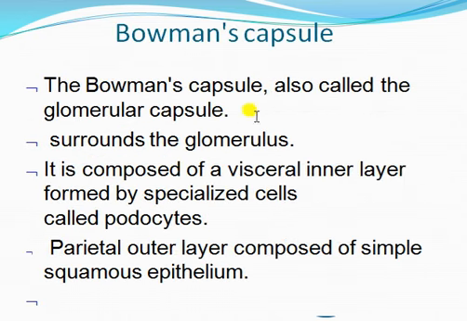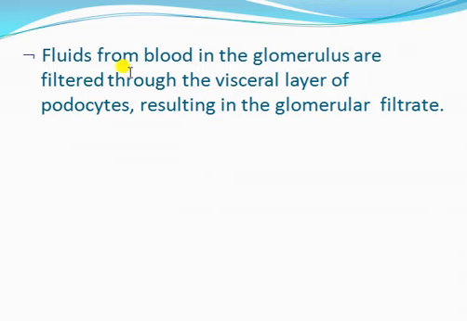Then the Bowman capsule, also called the glomerular capsule, surrounds the glomerulus. The entire capillary tuft is surrounded by the one capsule. It is composed of an inner visceral layer formed of specialized cells called podocytes, and a parietal outer layer composed of a simple squamous epithelium. Fluids from the blood in the glomerulus are filtered through the visceral layer of podocytes, resulting in the glomerular filtrate.